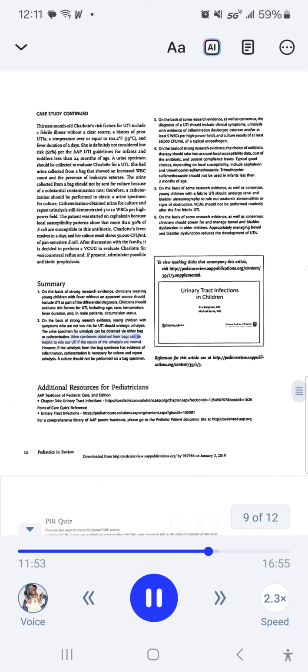Urine specimens obtained from bags can be helpful to rule out UTI if the results of the urinalysis are normal. However, if the urinalysis from the bag specimen has evidence of inflammation, catheterization is necessary for culture and repeat urinalysis. A culture should not be performed on a bag specimen. 3. On the basis of some research evidence, as well as consensus, the diagnosis of UTI should include clinical symptoms, urinalysis with evidence of inflammation, leukocyte esterase and/or at least 5 WBCs per high power field, and culture results of at least 50,000 CFU/ml of a typical uropathogen.